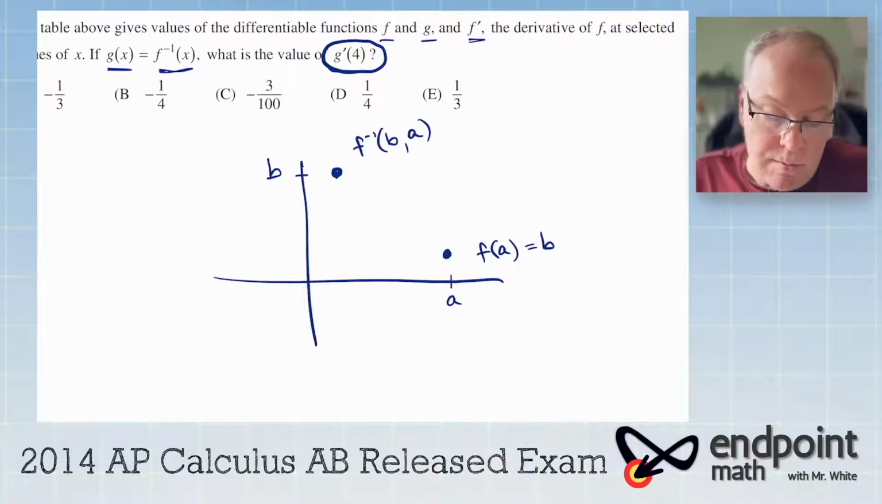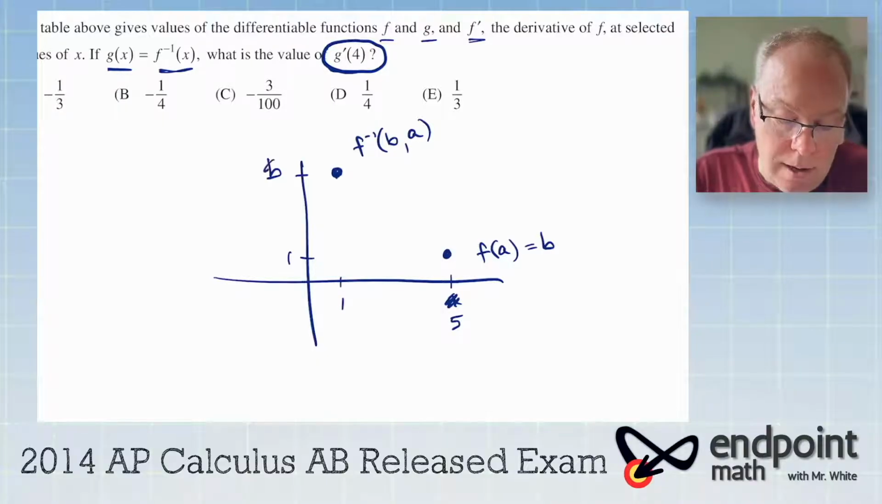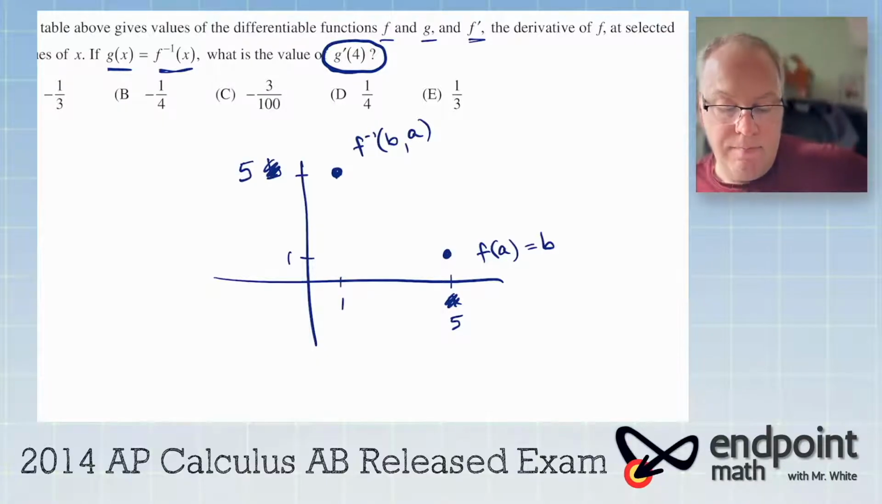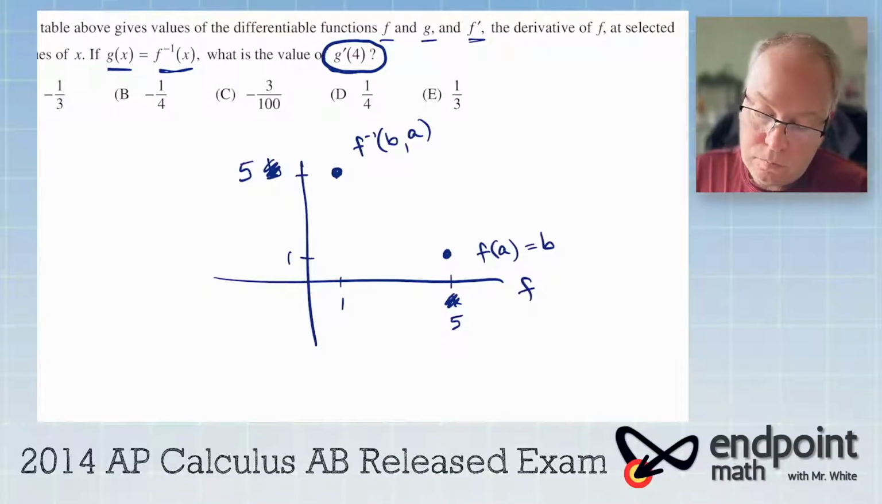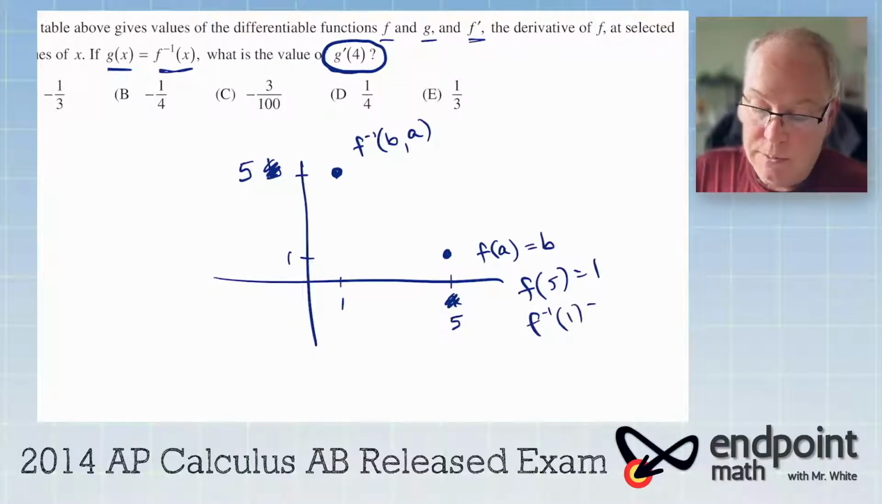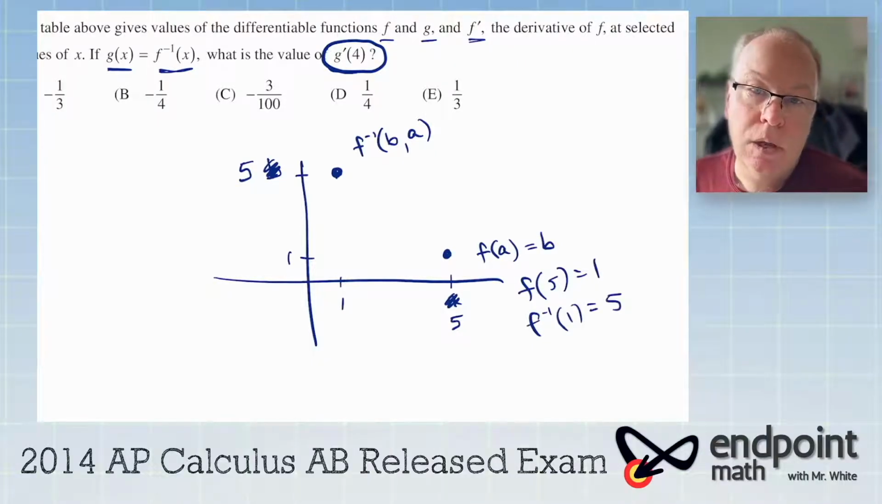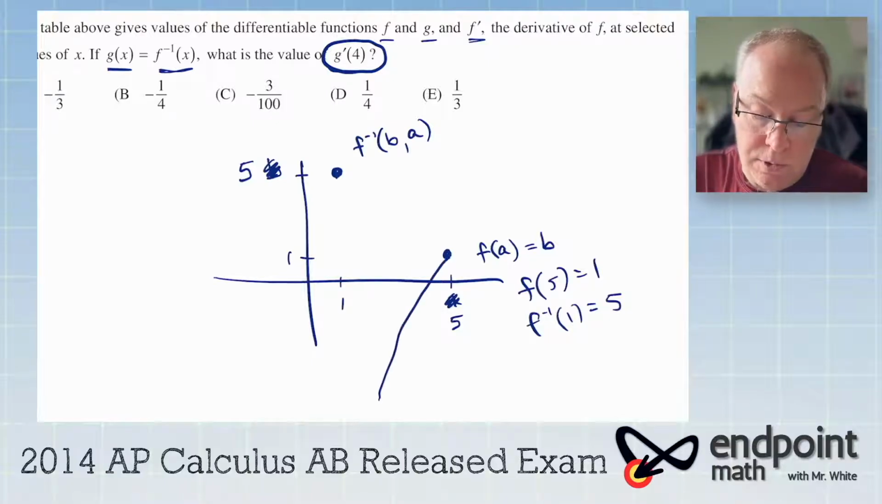So let me give you some numbers to make this more real. So if this were 5 and this were 1, then this would be a 1 and this would be a 5. So on f, 5 turns into a 1. On the inverse, then a 1 turns back into a 5. Do you remember what's true about the slopes?